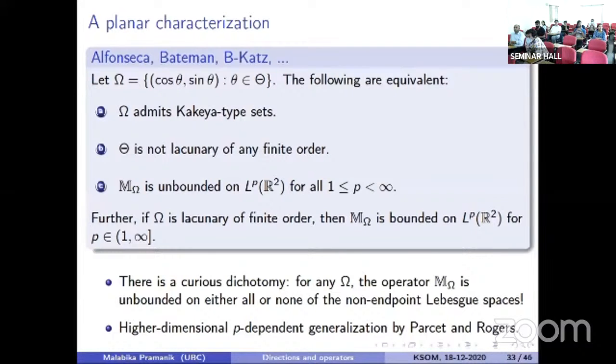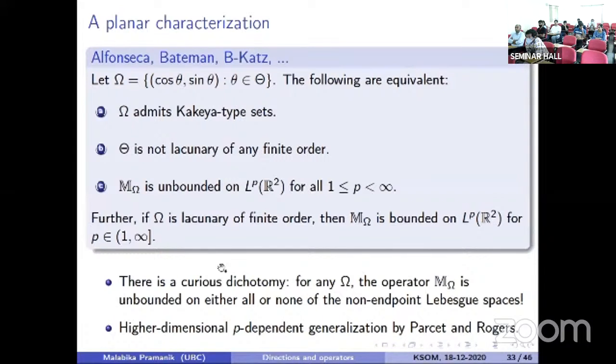I like this result very much. It ties together a number of concepts from different areas. Admission of Kakeya type sets is a measure theoretic property. Finite order lacunarity is a geometric condition. And boundedness of operators, and a maximal operator, is something we study in harmonic and functional analysis. It seems incredible that all these criteria should contain the same mathematical information.